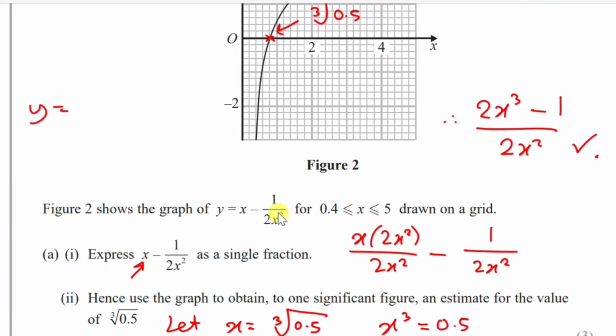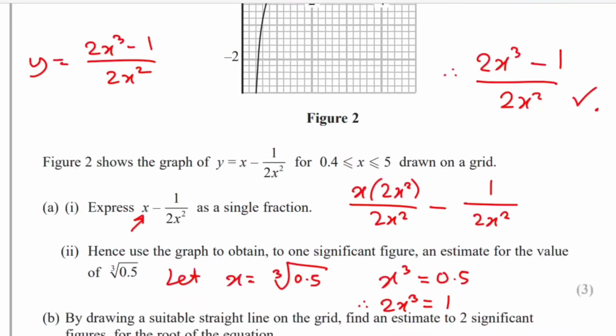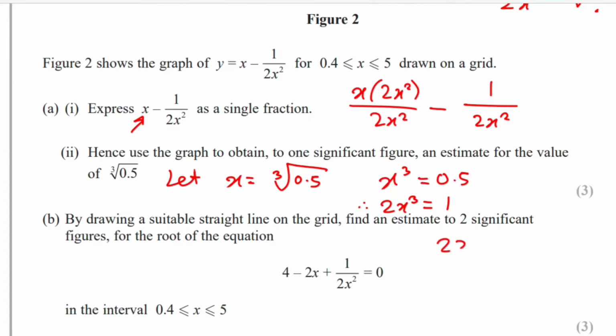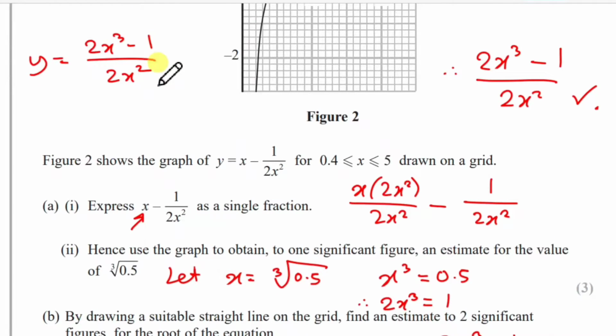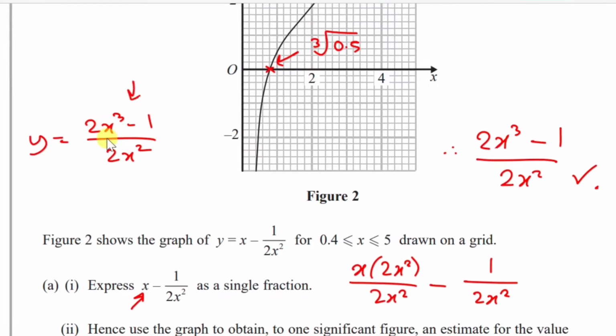We have y equals 2x cubed minus 1 over 2x squared. Now if you look at it carefully, if I move the 1 across, we're going to have 2x cubed minus 1 equals 0. This is telling us literally that this equation is now 0. So all of this is basically 0. So now we have y equals 0.